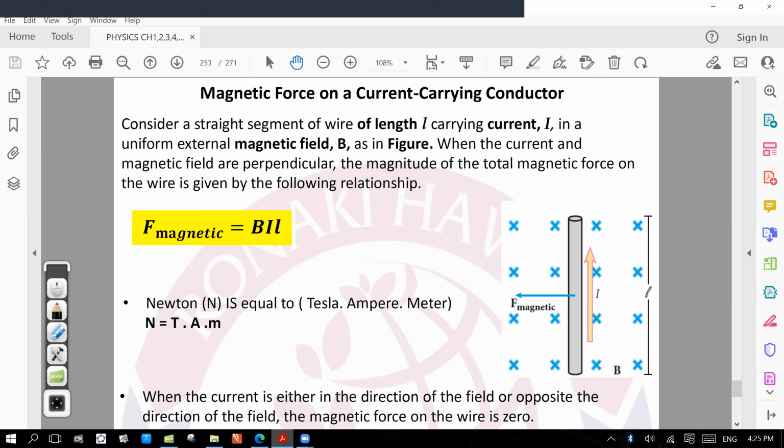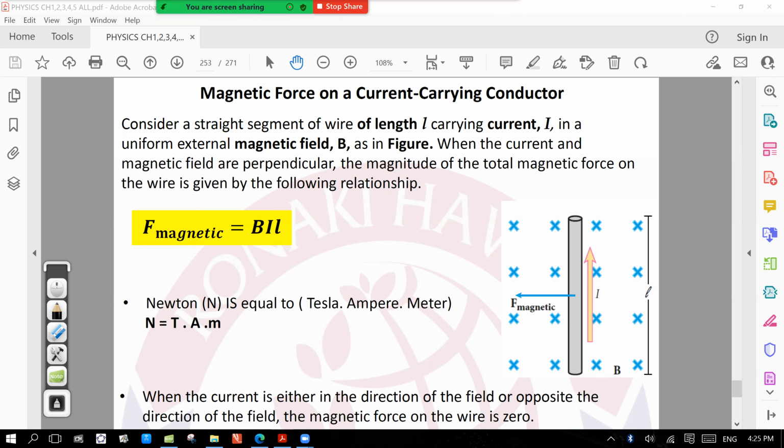So we have two conditions. First, you should have a magnetic field. Secondly, you should have a wire with current going through it. We call this the BIL formula, the magnetic force on the current carrying wire, the current carrying conductor.